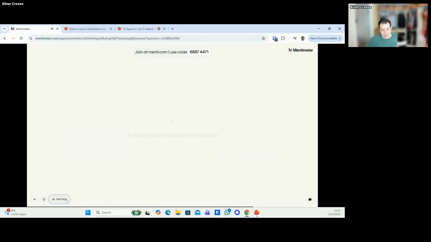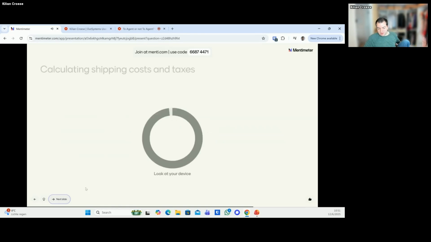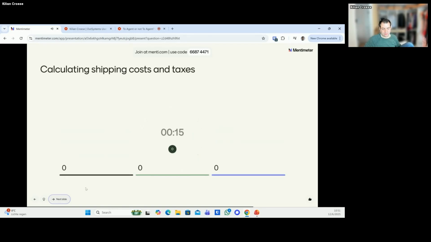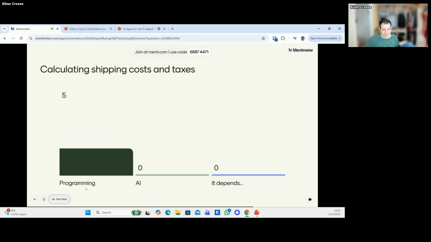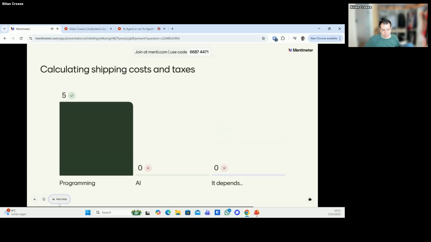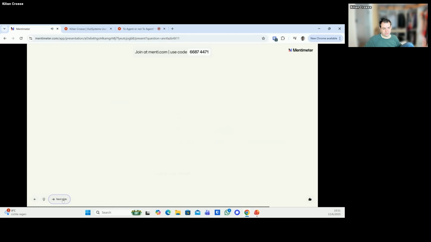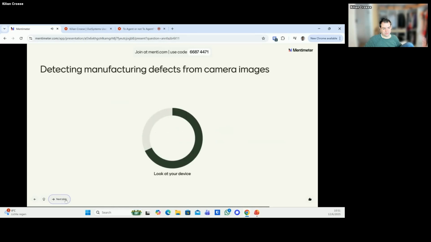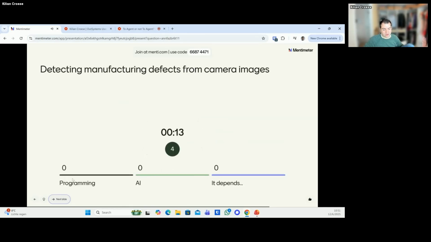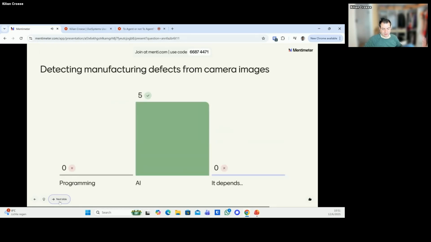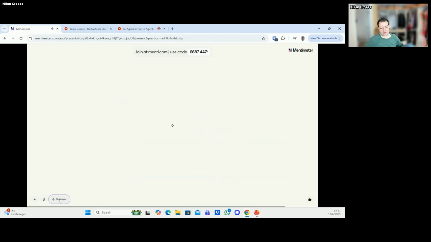All right, question 7 out of 10. Calculating shipping costs and taxes. Pretty similar to the previous one, actually. There we go. Quickly moving on to the next one. Question 8 out of 10. Detecting manufacturing defects from camera images. Clear case for AI. I think the camera images gave it away.